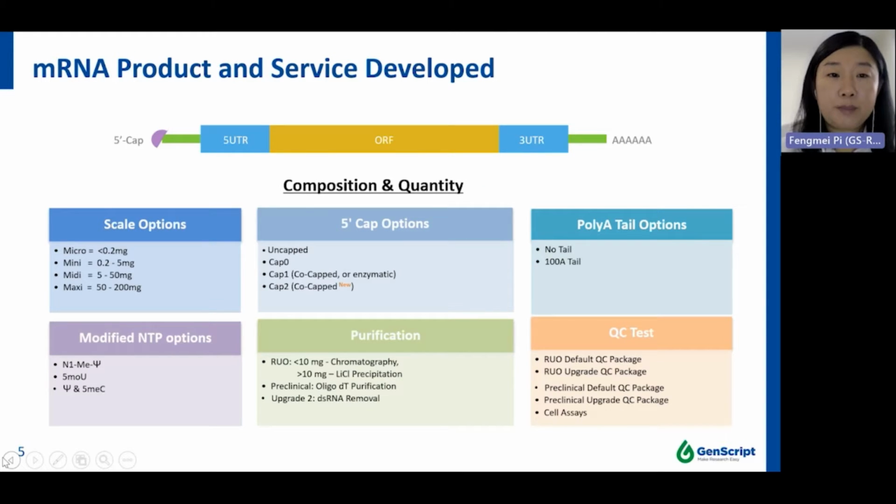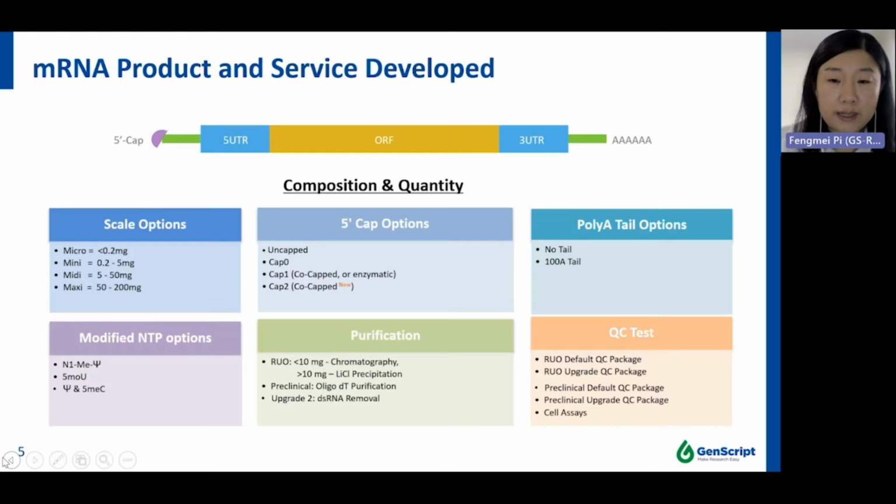The customized mRNA service we're introducing at GenScript will include the following composition and properties. The mRNA will include the 5' cap structure, the 5' UTR, your ORF sequence, the 3' UTR and poly-A tail, as you are already very familiar with. Here we can offer customized mRNA synthesis from a scale of 0.2 milligram to 200 milligram, or even more, which we're going to launch next year.